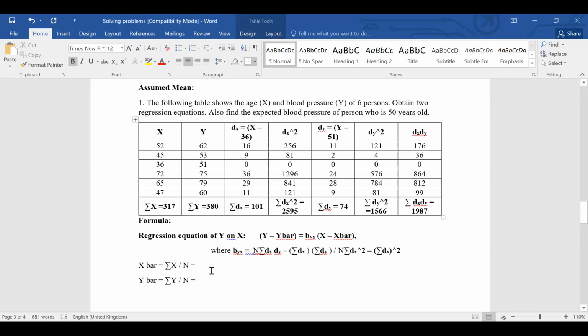Now we need to find out the next values. Sorry, then the summation dx dy will change, because I multiplied 9 into 4; it should be 9 into 2. Please check whether the summation dx dy value is correct or not. 1987. Okay. And the summation x is 317 divided by 6. What is the value you are getting?